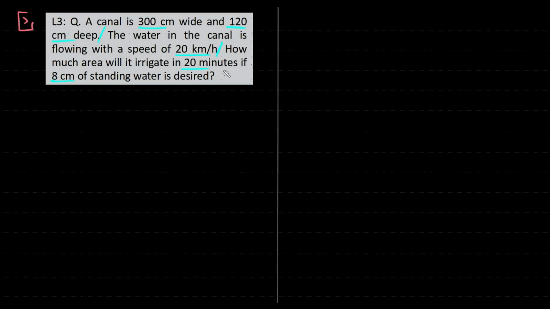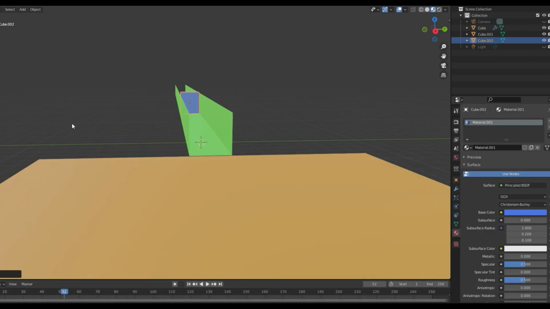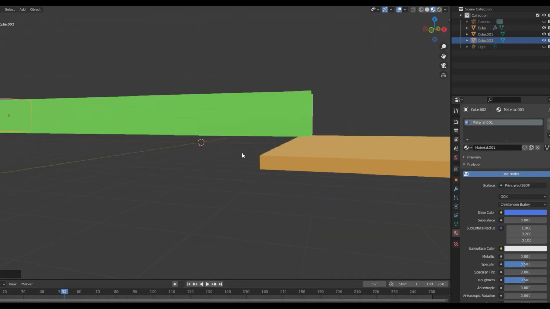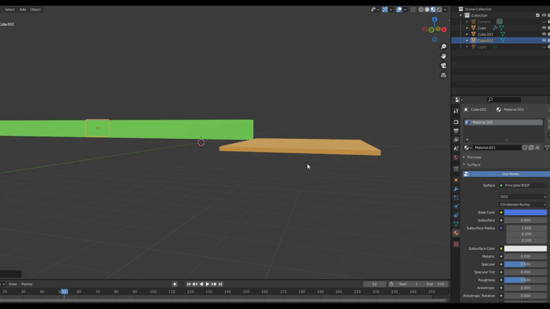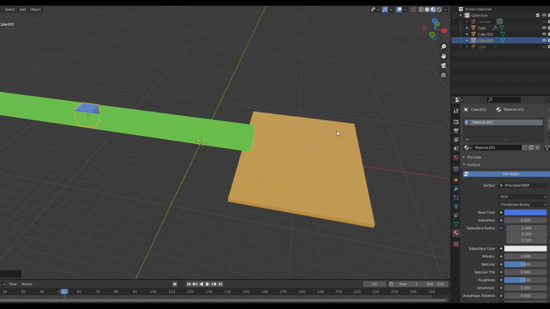So those are the things, and the question is how much area will it irrigate in 20 minutes if 8 centimeter of standing water is desired. That is, it is let onto a land, and what we have here is the standing water, in the sense this length is 8 centimeter. So how much area can it cover is the question. How much of this area can be covered if it's allowed to stand for 8 centimeter high.